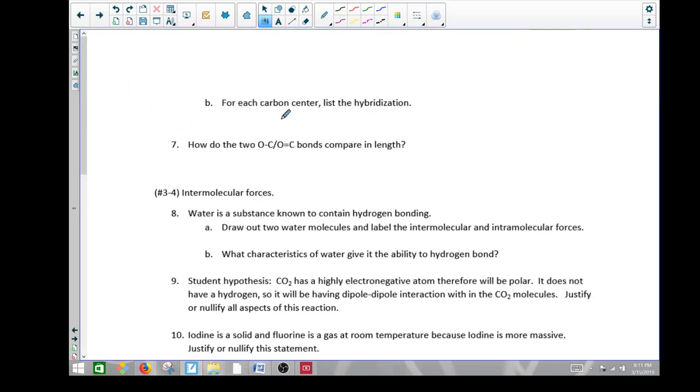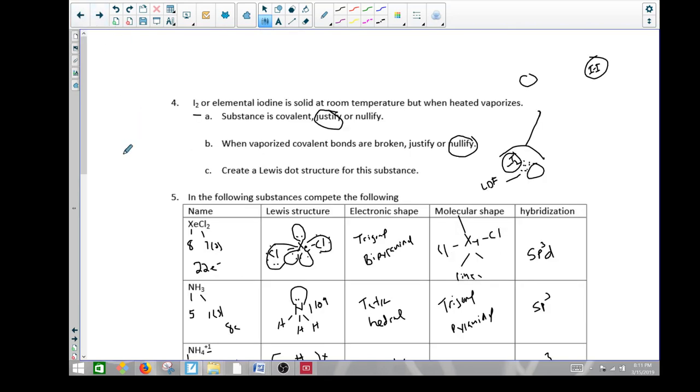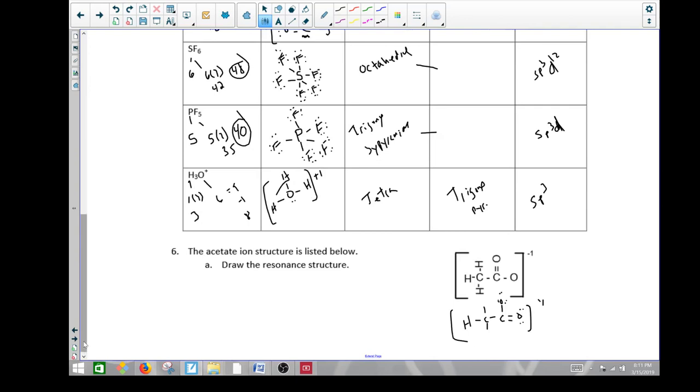For each carbon center, list the hybridization for the last guy. Okay, so let's see what we got here. List hybridization, each carbon center. All right. Now that guy there has 4 domains. That's tetrahedral. 4 things off the center, that's sp3 tetrahedral. 109 degrees, all these guys.